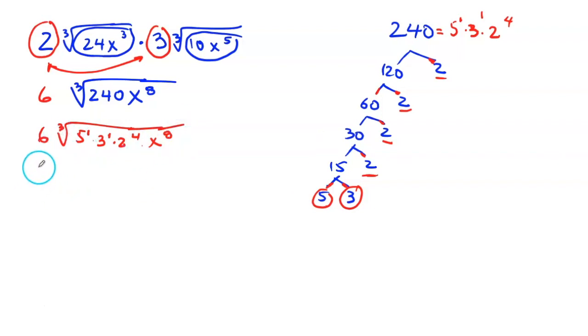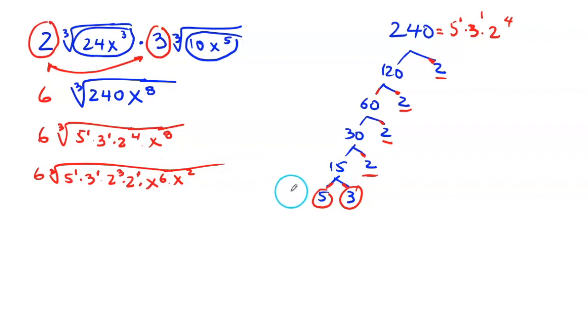So let's make those groups. Okay. I'm going to keep those. Cube root of 5 to the first. 3 to the first, not coming out. 2 to the fourth. I make it into 2 to the third times 2 to the first, I'm sorry. 4 is 3 plus 1. Why 3? Because it's going to divide with the index. X to the 8th. How many groups of 3 I have in the 8? 2. 2 times 3 is 6. X to the 6 times x squared.